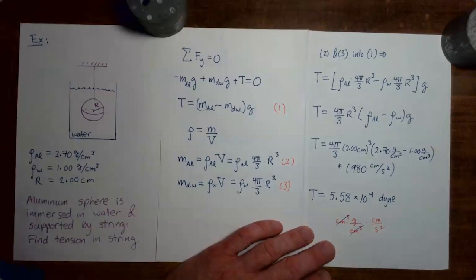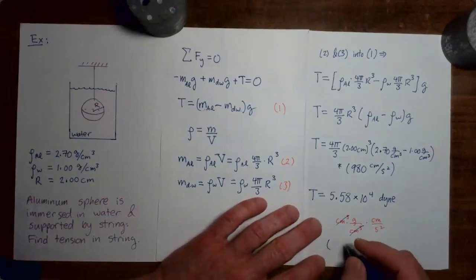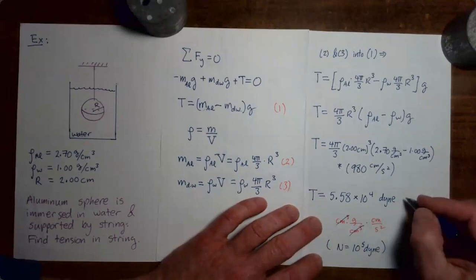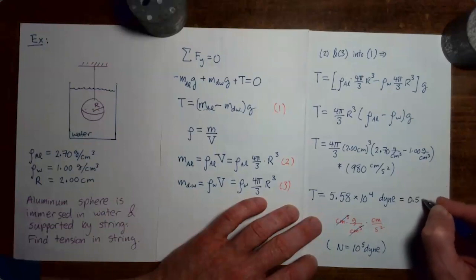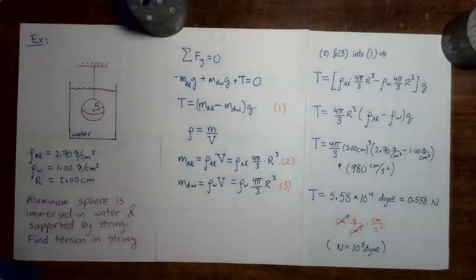Now, if you would like to get this back in the MKS units that we're used to, you can use that a Newton is equal to 10 to the 5 dynes. And if you then use this conversion to get back into newtons, you would get that the tension is 0.558 newtons. So there we go. We have done our first example problem using Archimedes' principle.